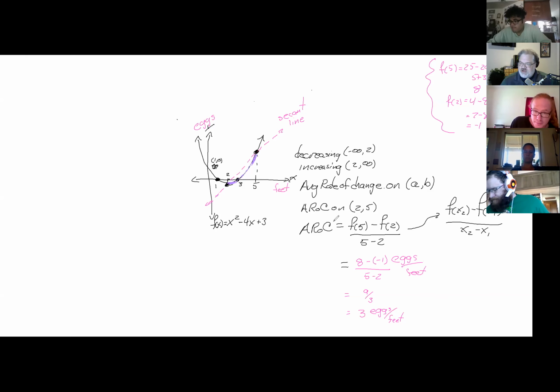Remember, the rate of change is the change in y, the change in the function, over the change in x. So it's the change in the function over the change in the inputs. If our output is eggs and our input is feet, this 3 is eggs per foot. So what is our rate of change between 2 feet and 5 feet? Our average rate of change between 2 feet and 5 feet is 3 eggs per foot.